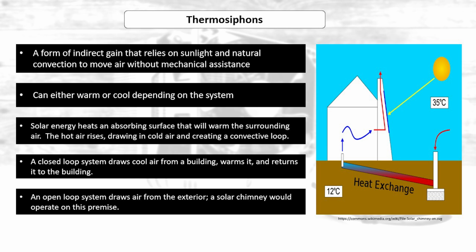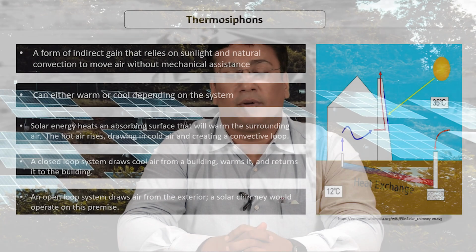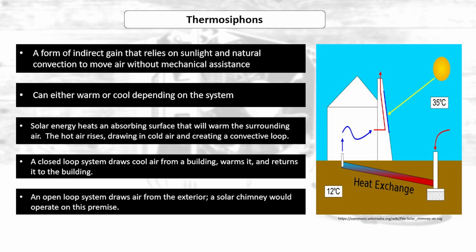An open loop system draws air from the exterior. A solar chimney will operate on this premise. Now the solar chimney is the best application of such a thermosiphon. I have given one figure of this thermosiphon. Here we can see some heat exchanger is used for this purpose.